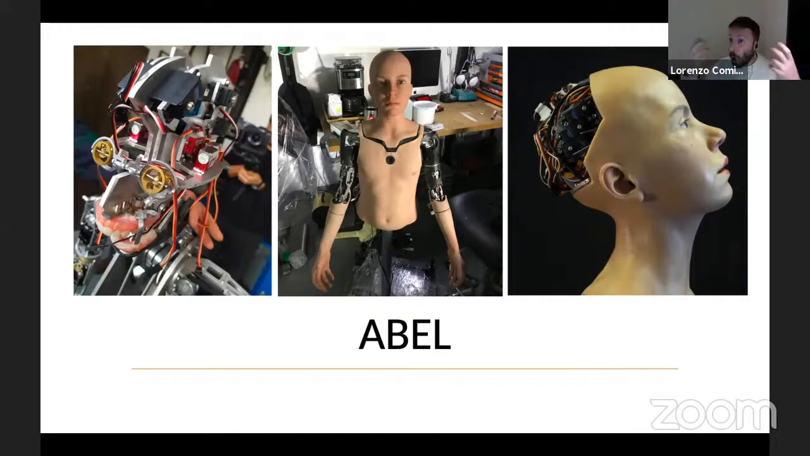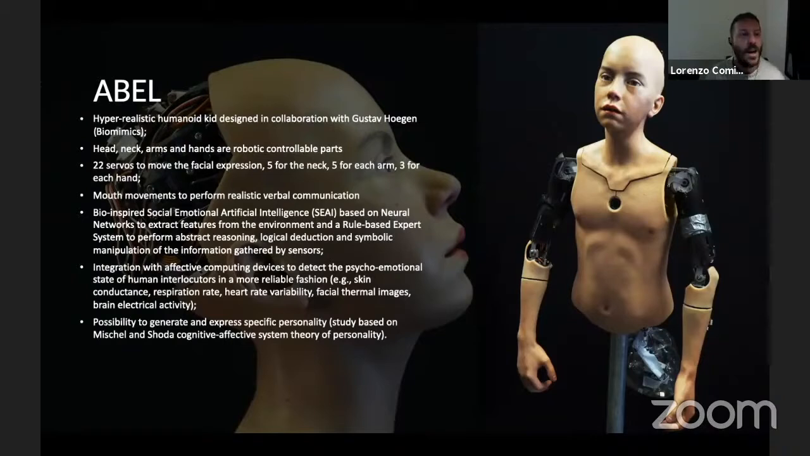Why am I saying this? Because Gustav Hoegen is one of the most requested collaborators of Hollywood and of movies. He works with Lucasfilm, for the incredible creatures of the last Star Wars movies, for example. He's the designer of the head you can see in Prometheus, of the robot of Ex Machina, and many other fantastic creatures. He's the owner of Biomimic in London. And with him, we designed this creature.